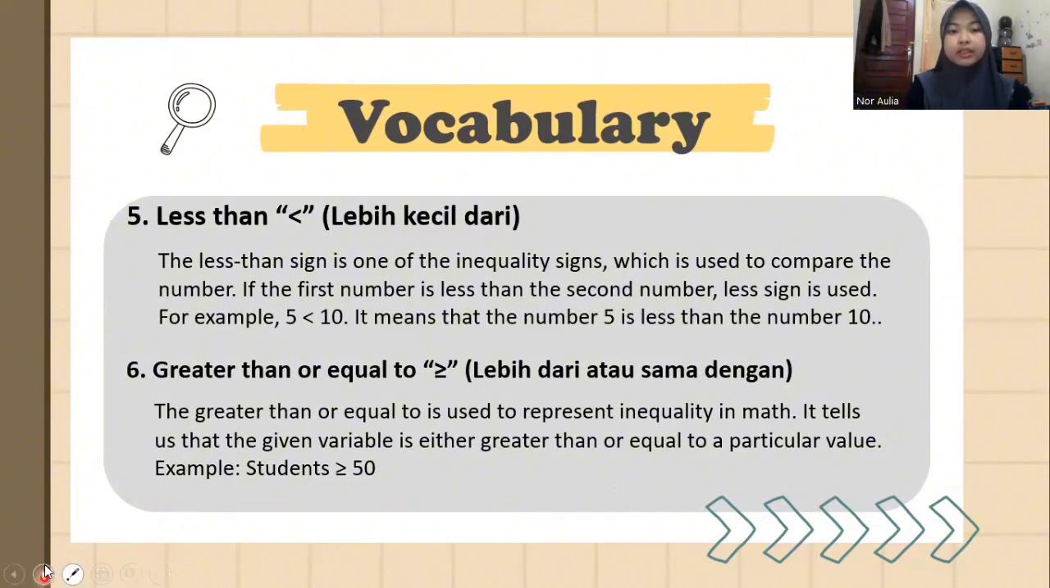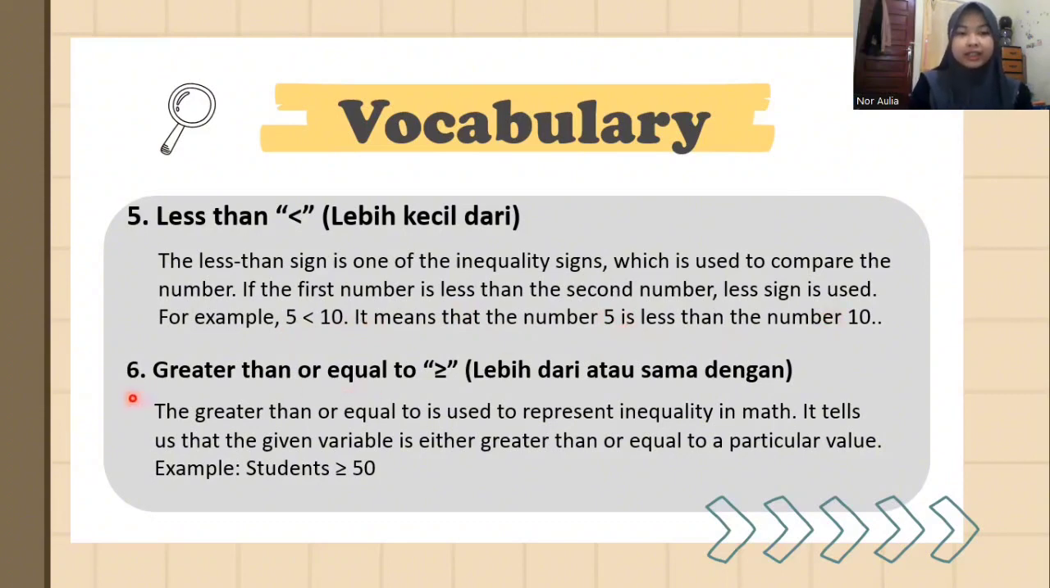That means the value of 10 is greater than 8. Number 5 is less than, or in Bahasa we can say lebih kecil dari. The definition of less than is one of the inequality signs which is used to compare numbers. If the first number is less than the second number, the less than sign is used. For example, 5 less than 10. It means that the number 5 is less than the number 10.